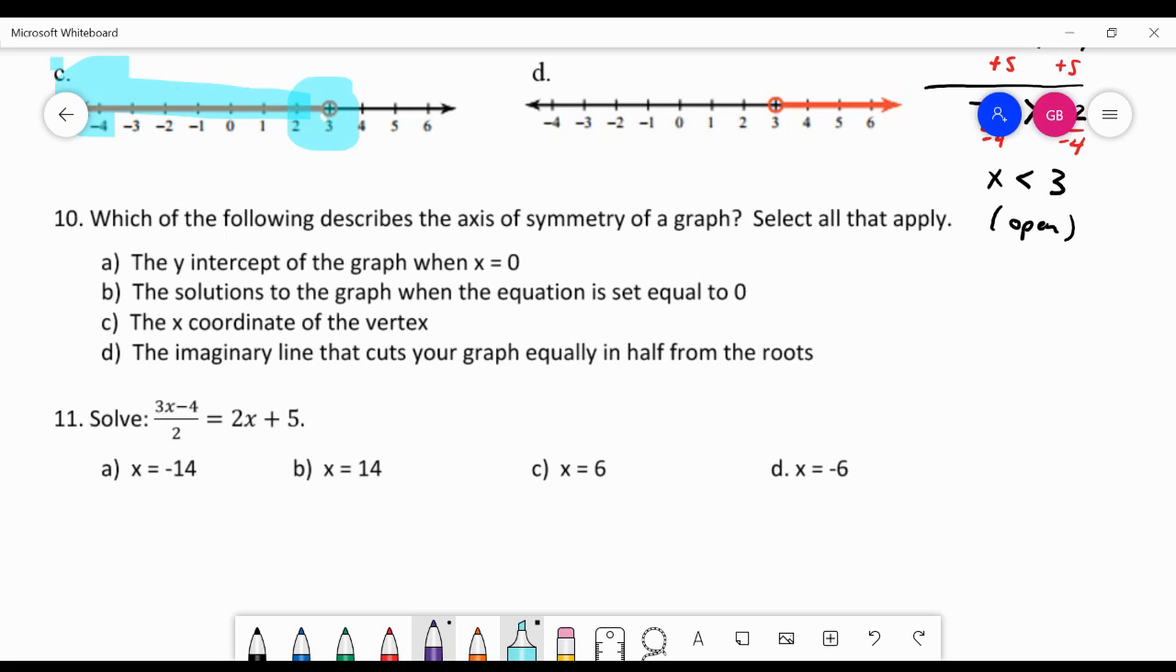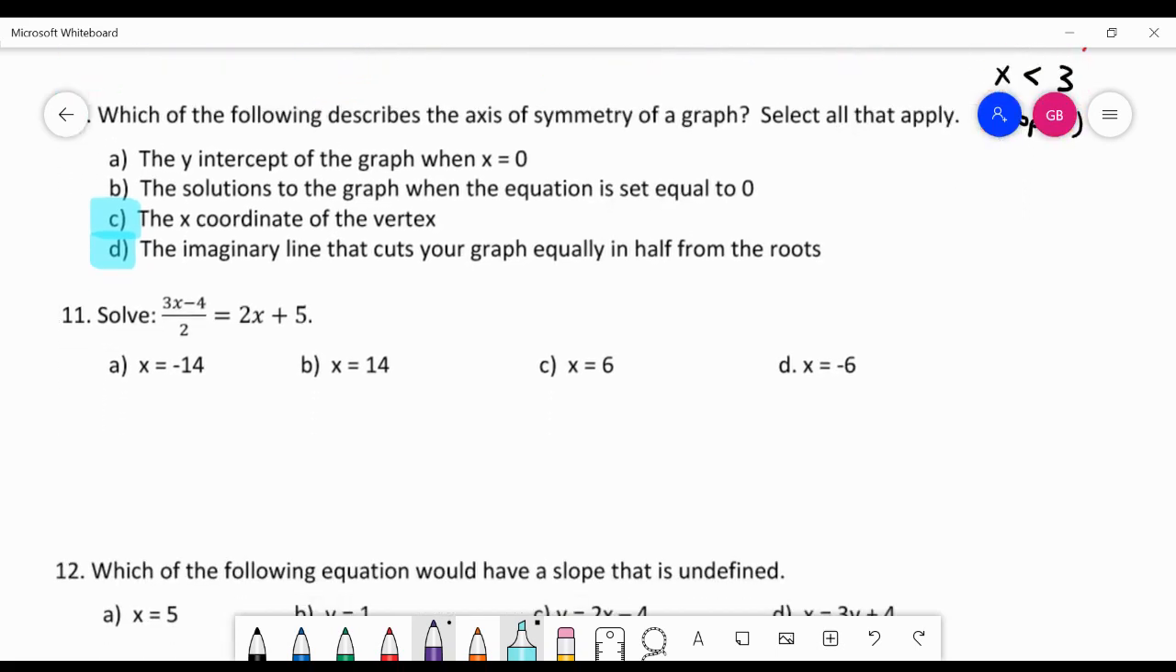So remember, after you find the axis of symmetry, that'll be the x that you plug in to get the vertex. So C is correct. The imaginary line that cuts through your graph equally in half from the roots. That is correct. It cuts it in half. All right, so C and D are your answers.